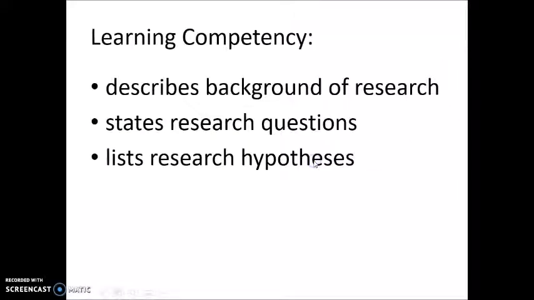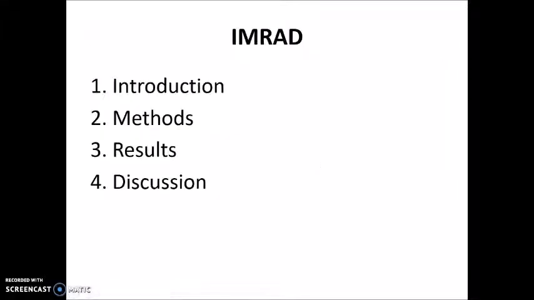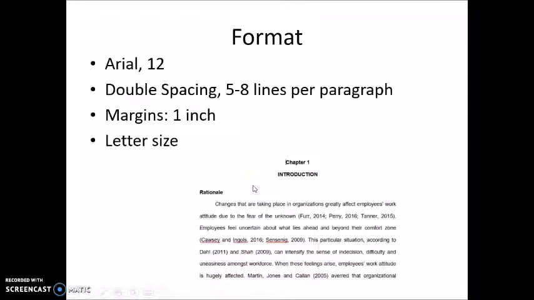So, we are going to follow the IMRAD form. IMRAD stands for I, that's introduction, M for methods, RAD, that's for results and discussion. So, there are 4 chapters in IMRAD. First chapter is your introduction, second chapter, methods, chapter 3, results, and chapter 4, discussions.